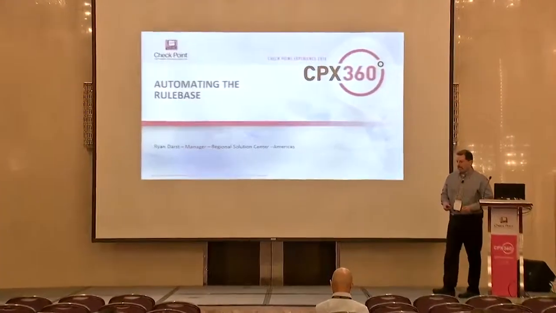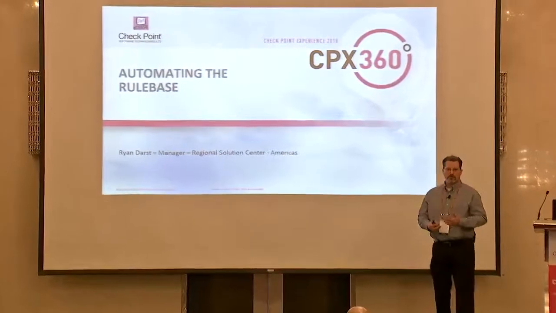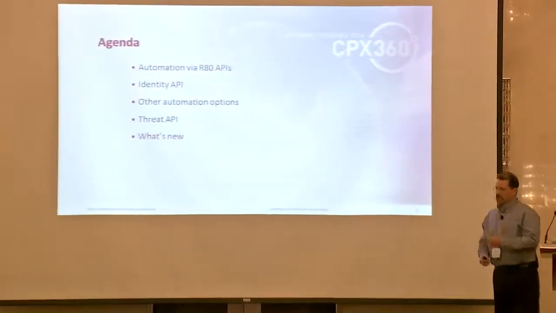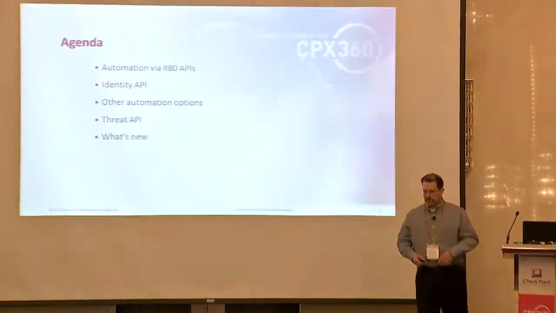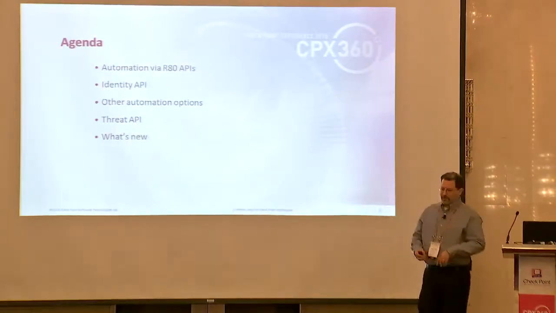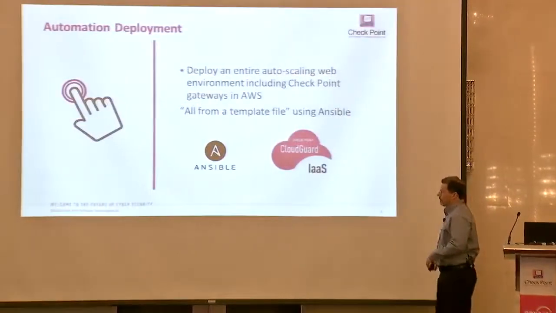So, in this hopefully 25, 30 minutes, I'm going to go through a couple demos and a couple examples of things we can do. We'll talk about the R80 APIs. We'll talk about the identity API, other automation options that we may have, the threat API, and some stuff that's coming up that's going to be new.